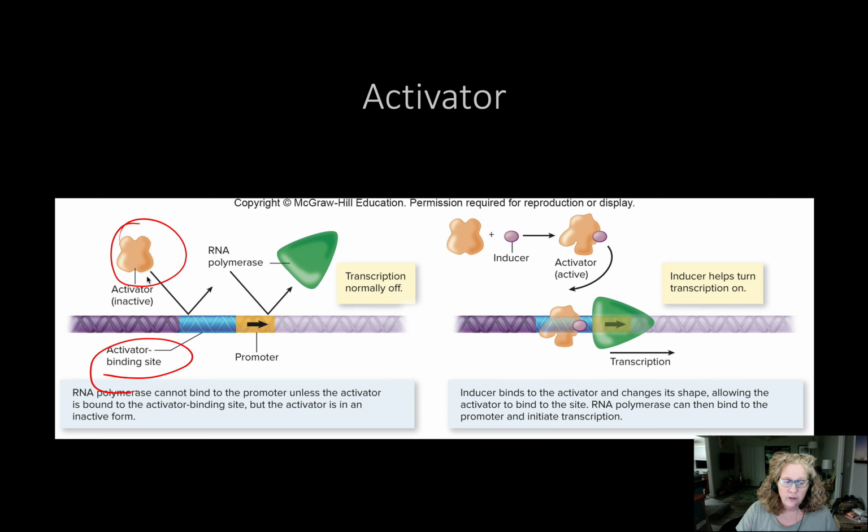So for RNA polymerase to be activated and be able to attach to the DNA and transcribe the gene, this activator has to be attached. An inducer molecule will bind to the activator, changing the shape of the activator, causing it to bind to the activator binding site. RNA polymerase says, oh, there you are, I have permission. All right, cool. Thank you. And then RNA polymerase is able to carry out transcription. But without that activator on there, RNA polymerase won't be able to carry out the transcription.